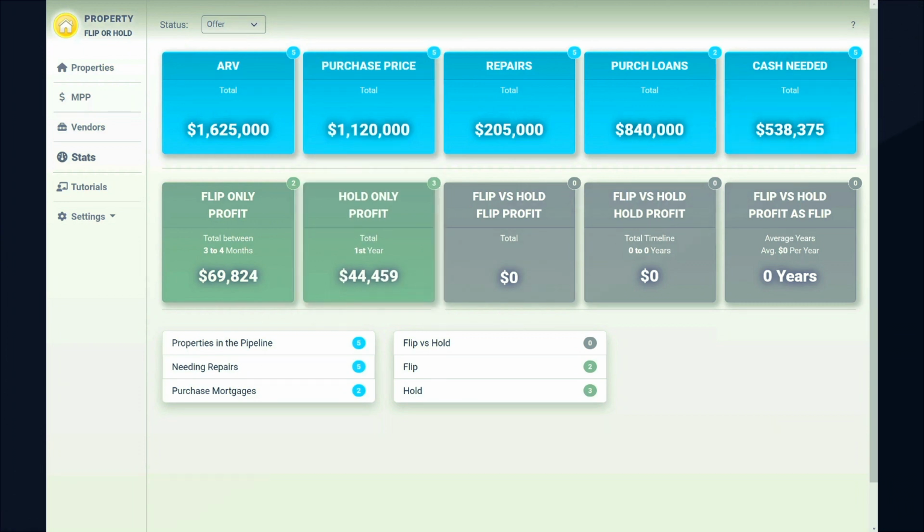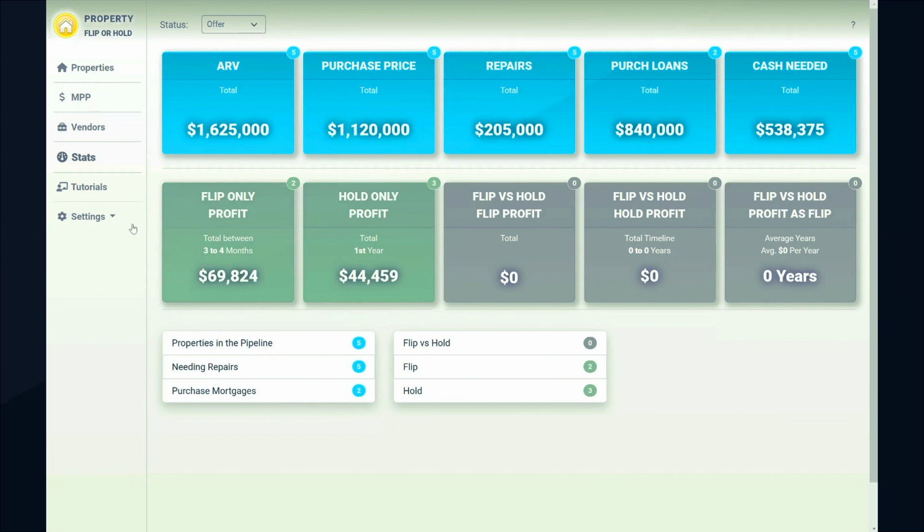Let's look at the legend. In the legend, we see that the number of properties in the pipeline that we're making offers on is 5. 5 of these properties need repairs, and 2 of them need mortgages to purchase. There's 0 flip versus hold, since we analyze these for either flip or hold only. And we have 2 flip properties, and we have 3 hold properties.